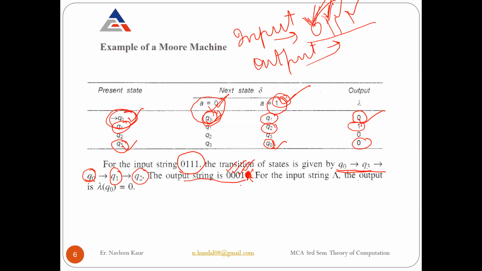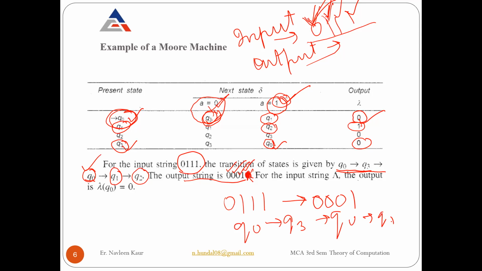Just don't consider the error. So for the input string 0111, the output generated is 0001. And during the input, the state transitions are: it goes from Q0 to Q3, then to Q0, then to Q1, then to the final state, that is Q2.